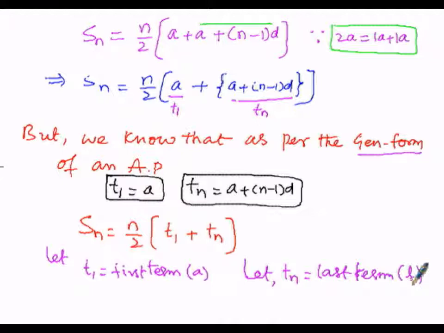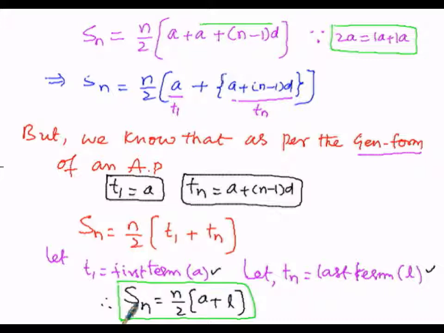By substituting T1 by a and Tn by L, the formula will be: the sum of n terms is given by n by 2 into T1, that is a, plus Tn, that is the last term L. So in this manner we got the formula as the sum of n terms is given by n by 2 into the first term plus the last term of the given series. a stands for the first term of the series and L stands for the last term of the sequence. So Sn is equal to n by 2 into (a plus L).